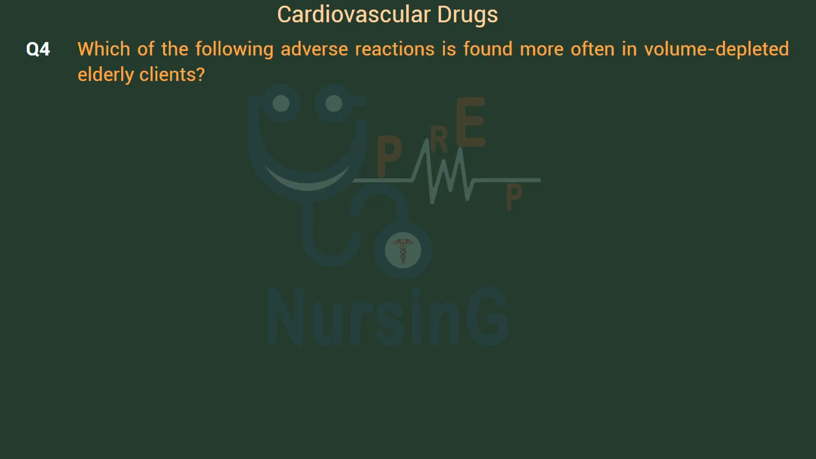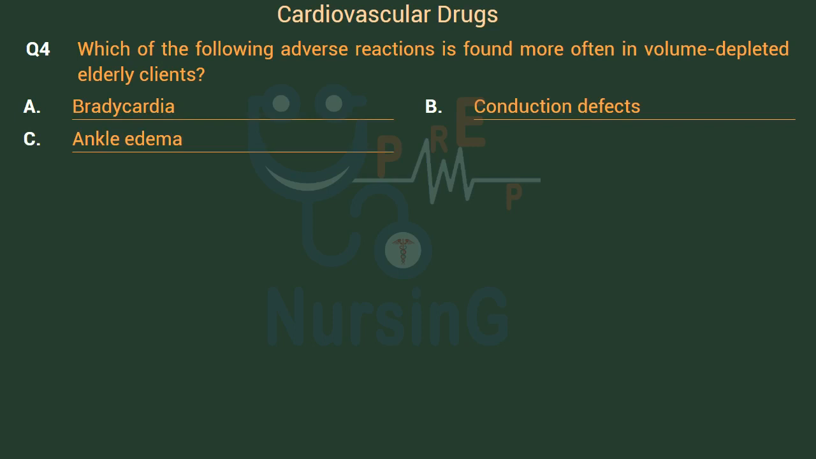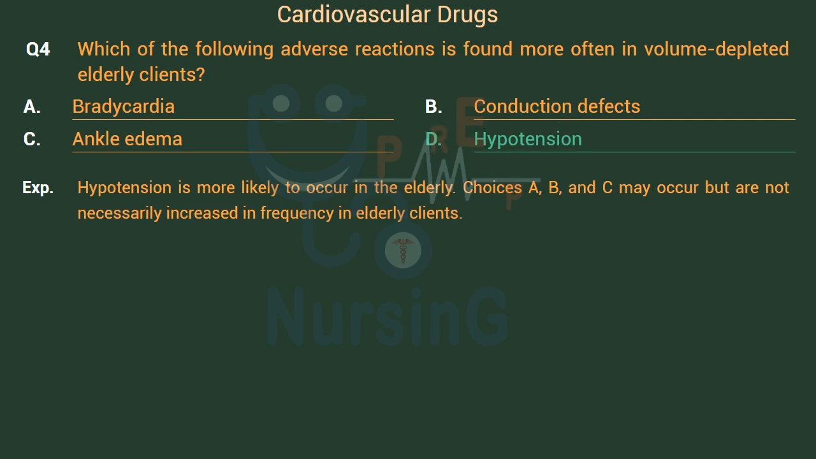Which of the following adverse reactions is found more often in volume-depleted elderly clients? Option A. Bradycardia. Option B. Conduction defects. Option C. Ankle edema. Option D. Hypotension. Right answer is Option D. Hypotension is more likely to occur in the elderly. Choices A, B, and C may occur but are not necessarily increased in frequency in elderly clients.